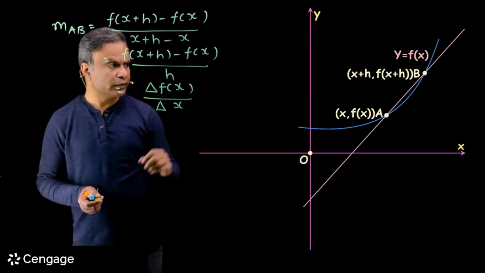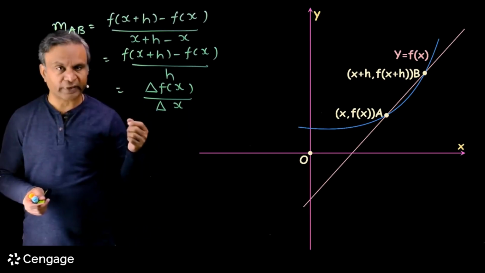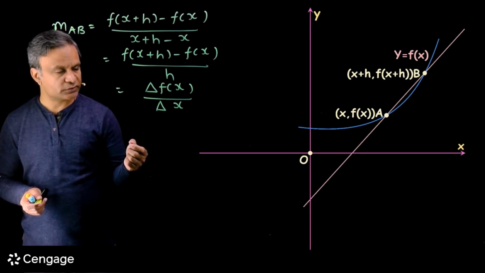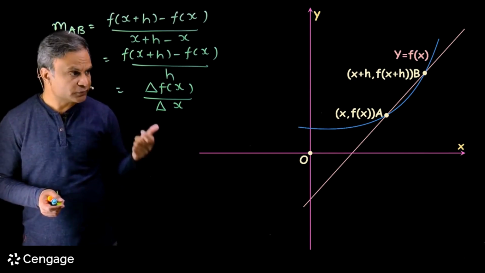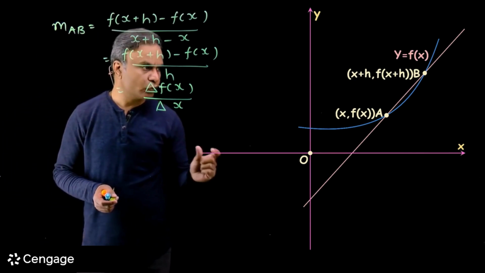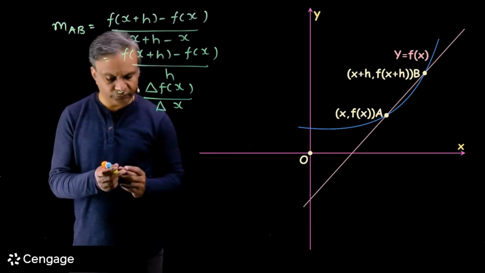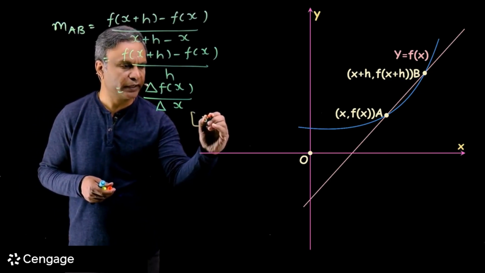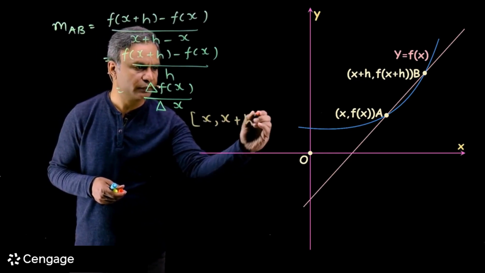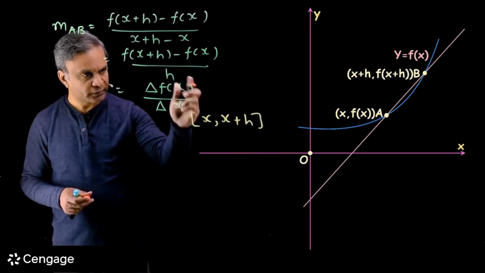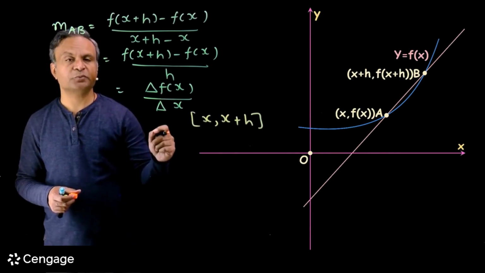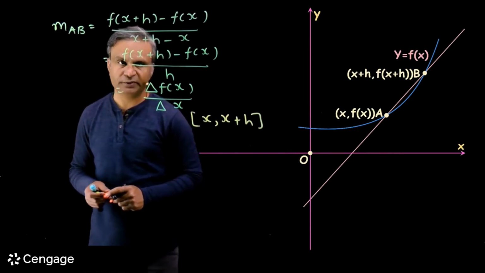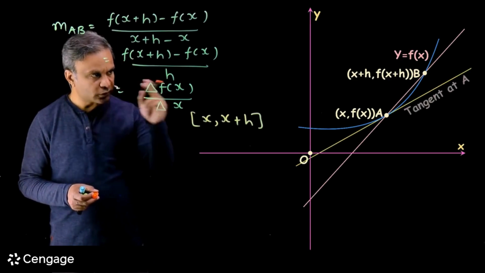This ratio is called the average change in the value of f(x), or the value of y, with respect to the change in the value of x over an interval. We have the interval x to x+h. इस इंटरवल में ये रेशियो f(x) का x के रिस्पेक्ट में एवरेज चेंज है. ठीक है, नाउ वी ड्रॉ टेंजेंट टू कर्व एट पॉइंट A.